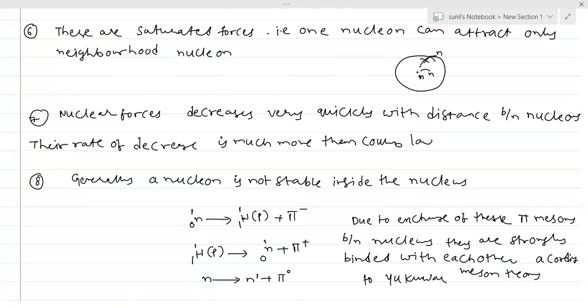So even though you have proton-proton repulsion, how does the nuclear force try to bind the nucleons? You can see from here, when a neutron is converted into a proton or a proton into a neutron, fundamental particles are generated. Those fundamental particles have some energy, and that energy always tries to bind the nucleons. So that is the secret. The generation of pi mesons is the reason for the nuclear force of attraction.